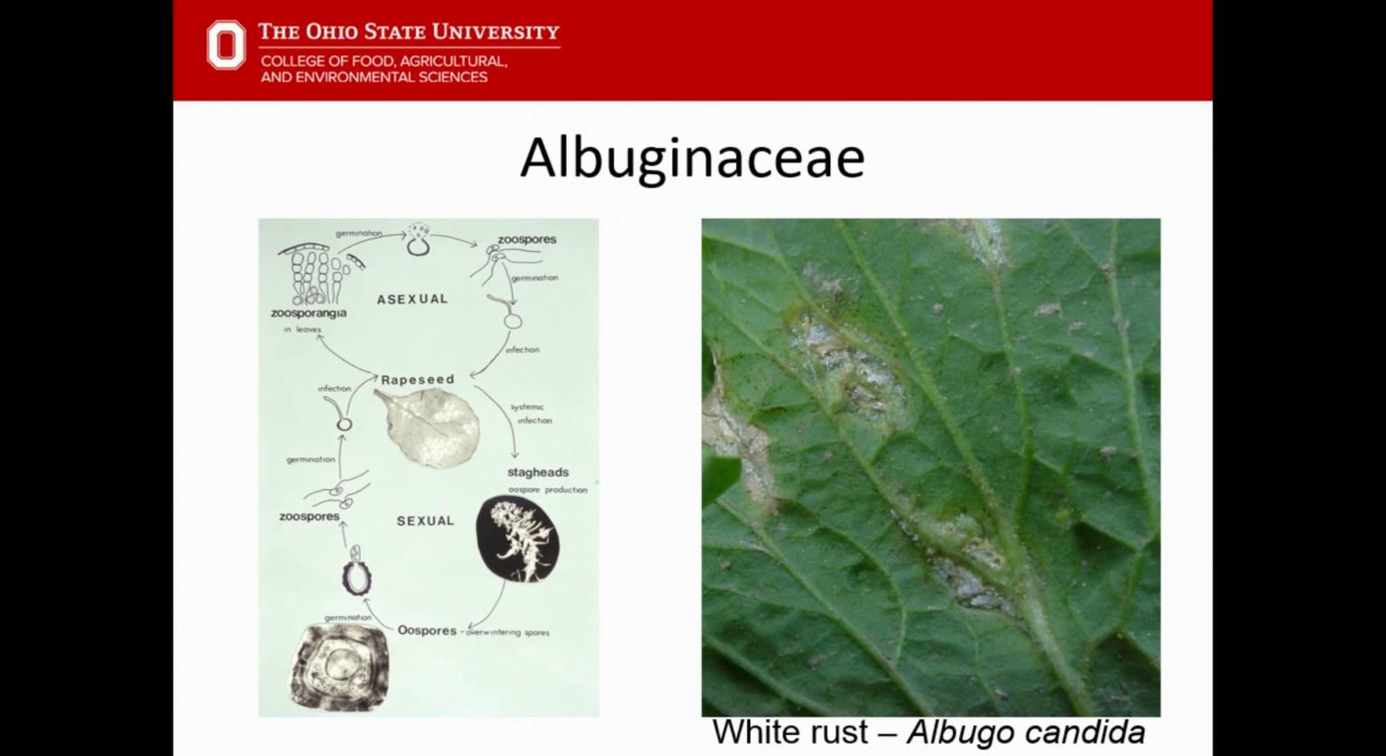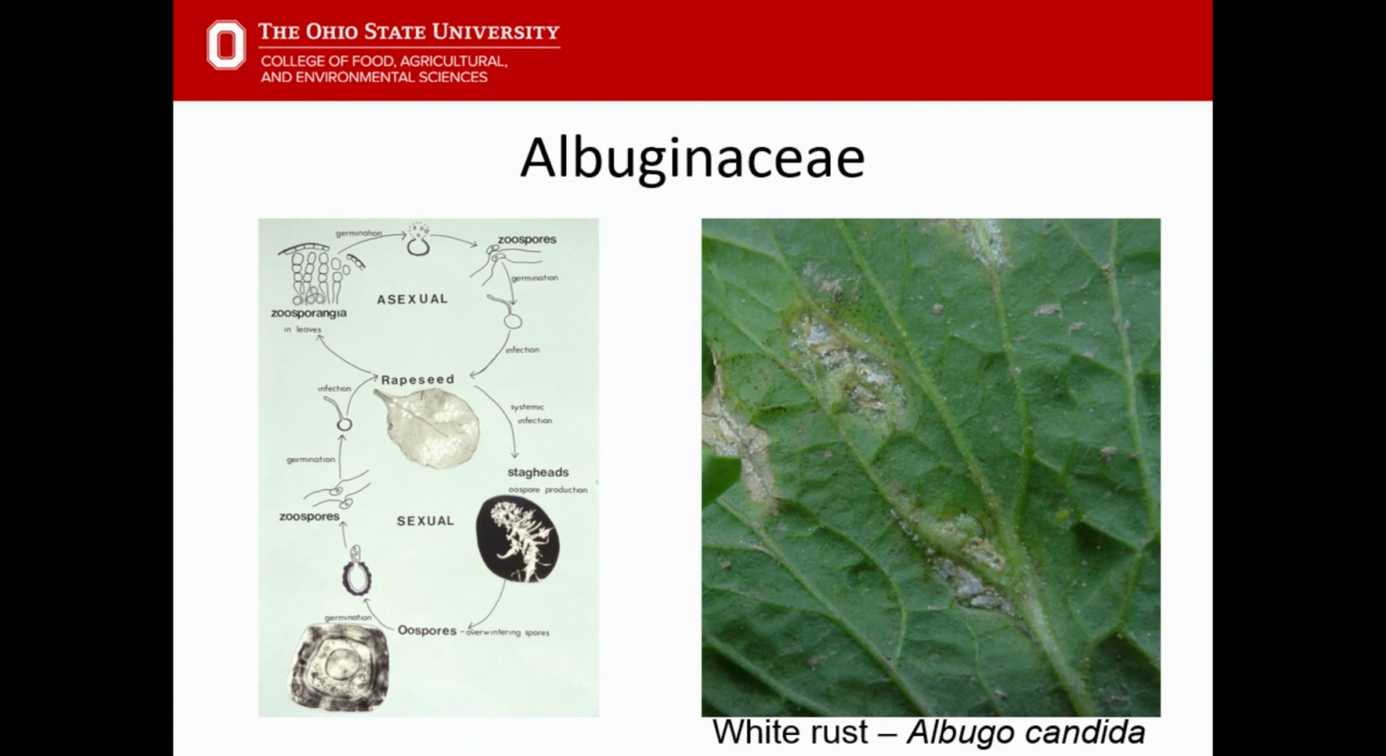The last group of important plant pathogens are those in the Albuginaceae family, mainly the genus Albugo. Albugo candida causes white rust in plants in the Brassica family. Although the name is white rust, the disease is completely different from rust caused by Puccinia species. The name is related to the formation of white mycelium and sporangia on the undersides of infected leaves.